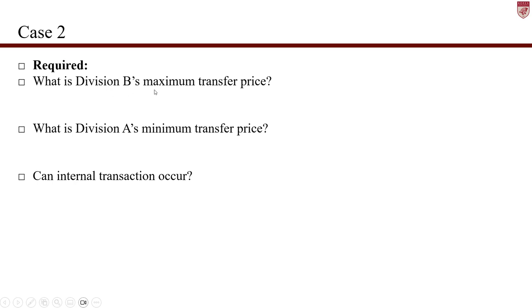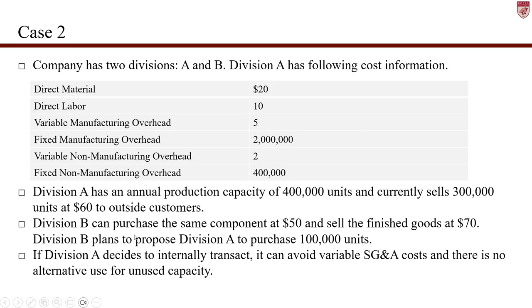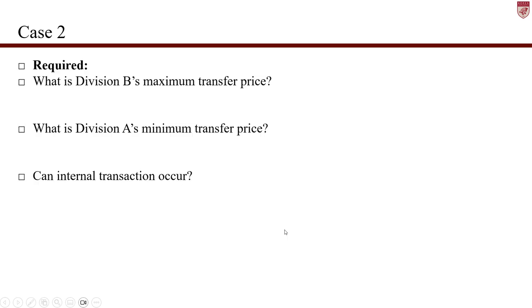What is Division B's maximum transfer price? So the maximum transfer price can be between the minimum of the external market price and the contribution margin by selling to the external market. But here, it happens to be the case that there is no contribution margin we can infer from this question. So the only thing we see is the external market price of $50. So that's going to be the maximum transfer price of Division B.